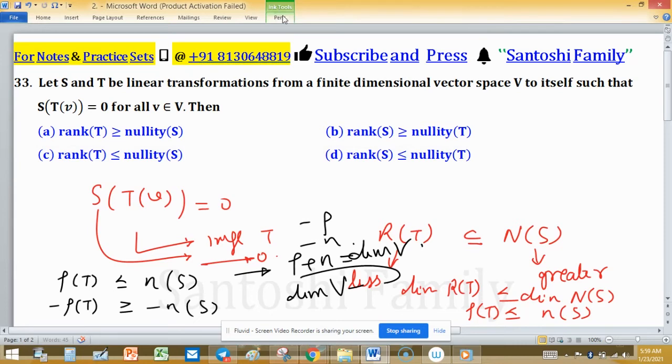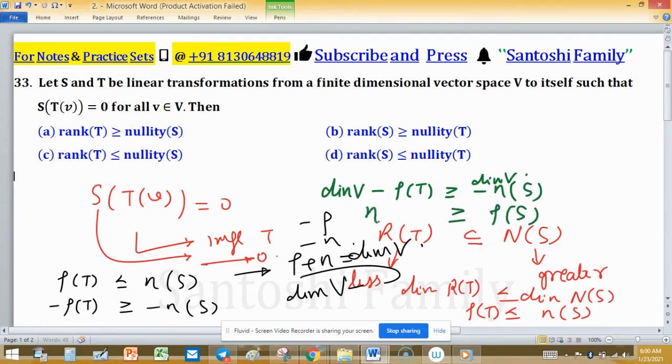So dimension V minus rank T is greater than or equal to dimension V minus nullity of S, and this one is also dimension of V. Dimension of V minus nullity of S is known as rank of S, and this one is known as nullity of T. So nullity of T is greater than or equal to rank of S. Nullity of T greater than rank of S, it means option D is true. So C and D are our right choices.